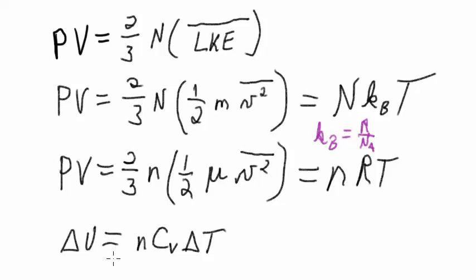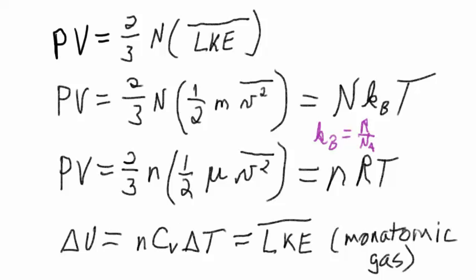You may be familiar with an equation saying delta U equals n C sub V delta T. That is, the change in internal energy of n moles of a gas equals n times the specific heat at constant volume times the change in temperature. In the case of a monatomic ideal gas, the internal energy of the gas is composed entirely of its linear kinetic energy. By contrast, diatomic gases also have rotational kinetic energy. Correction, let's remove that average sign and put in a delta LKE.